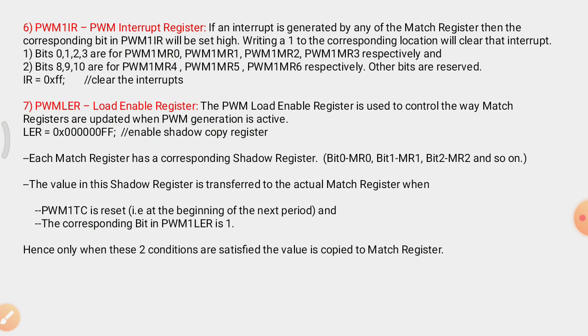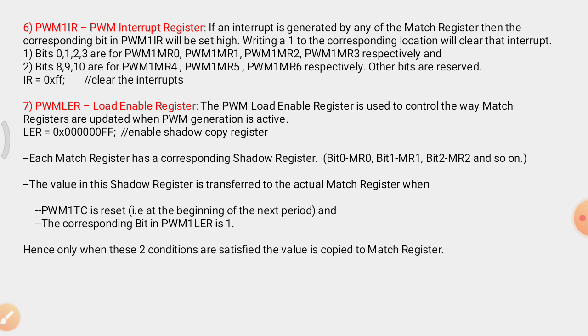Then we have the IR register, which is the interrupt register. So basically we want to enable all the interrupts. So here we are storing the value 0xFF for IR, so IR is equal to 0xFF. Here the bits of this IR register 0, 1, 2, 3 and 8, 9, 10 are used for MR0 to MR6 respectively, and the other bits of this IR register are reserved.